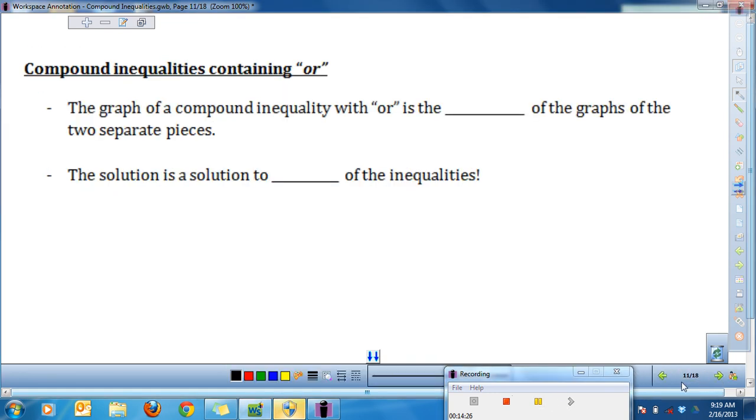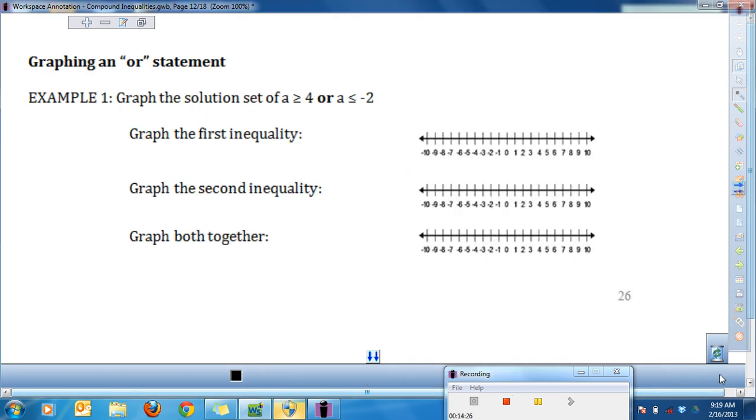Alright, so now we're going to talk about graphing compound inequalities containing the word or. Now this is going to be slightly different. The graph of a compound inequality with the word or is going to be the union of the two graphs. The solution is a solution to one of the inequalities. So the difference is in an and inequality, they had to work for both of the inequalities. In an or inequality, it only has to work for one. So let's do a couple of examples.